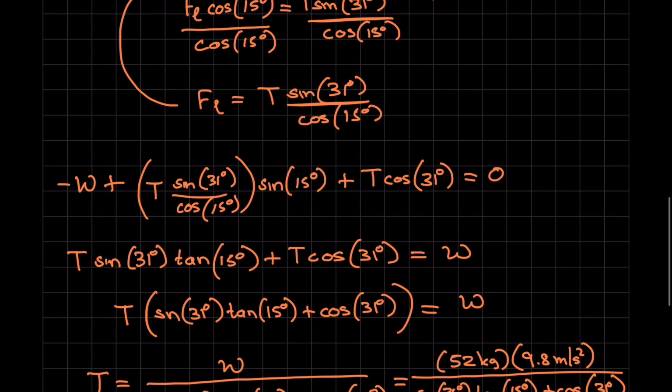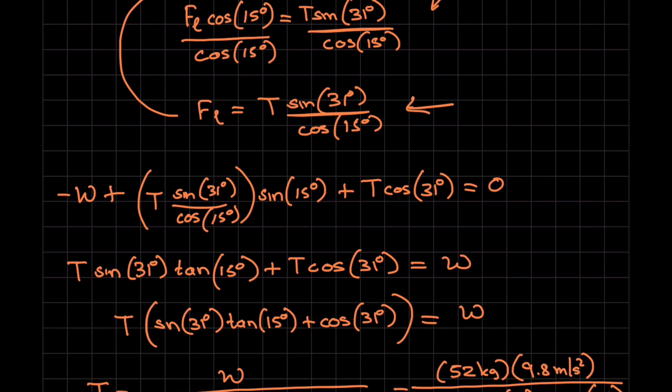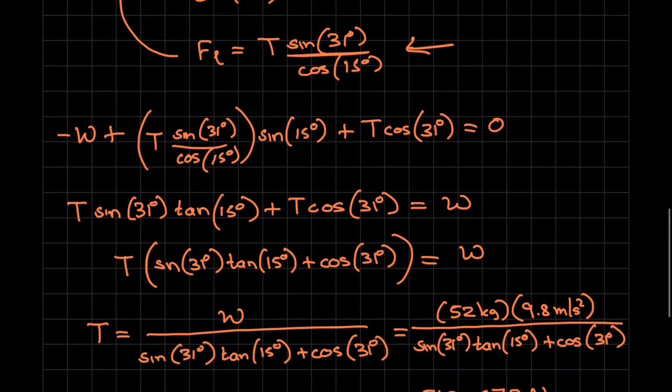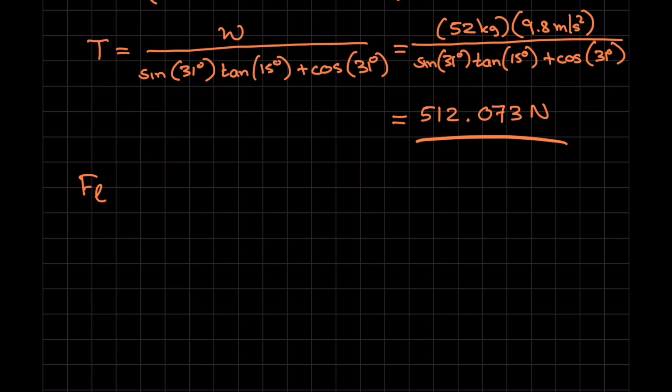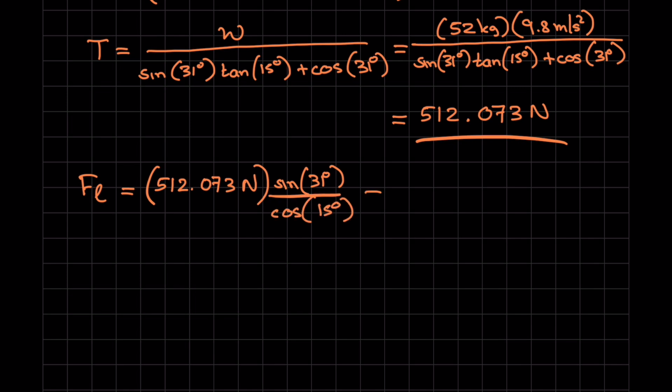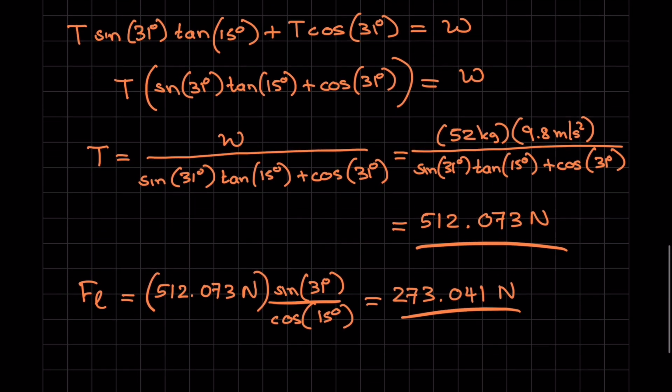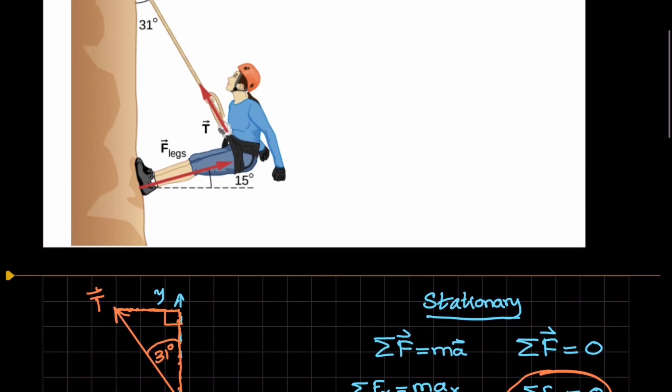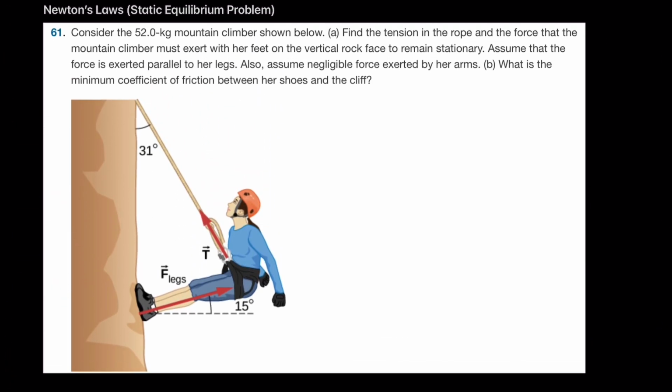Because we have an expression up here, this one right here, for FL. Once we know the tension, we can go and solve for FL, which is equal to the tension, 512.073 newtons, multiplied by sine 31 degrees divided by cosine of 15 degrees. That should give you something like 273.041 newtons.